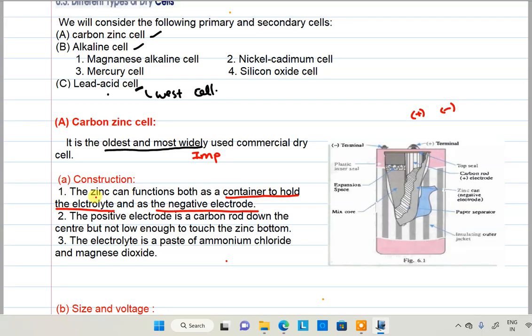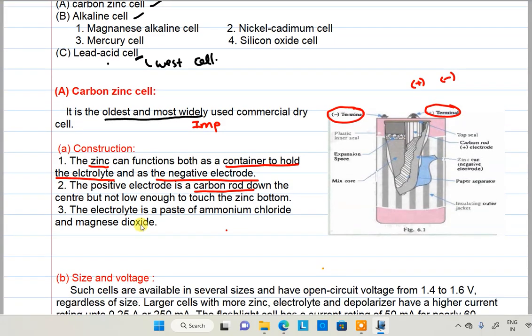So in this case, which is the negative electrode? Zinc is used as the negative electrode here. This negative terminal is zinc. Coming to the positive electrode, what is the positive electrode? A carbon rod, down the center but not low enough. That means this carbon rod is at the center and it does not touch the negative terminal. That is about the construction.